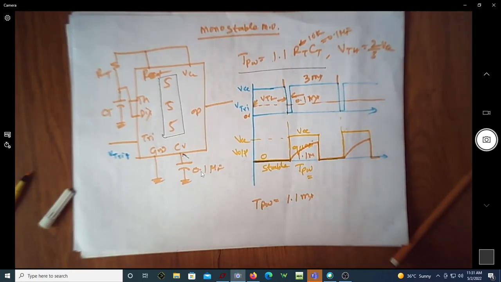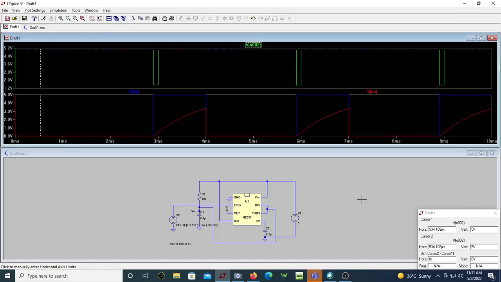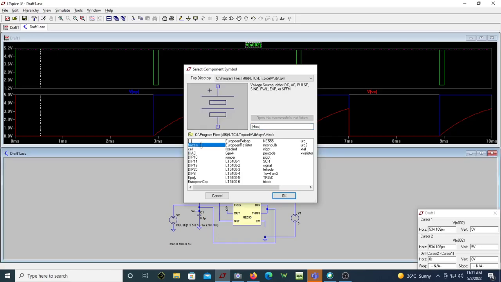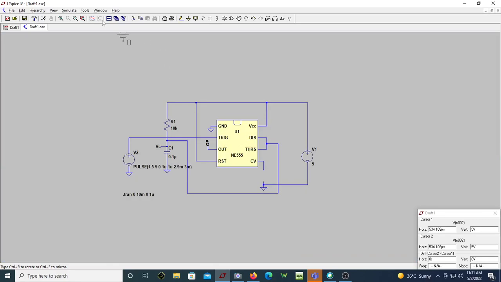Next we shall change this control voltage. Instead of having a capacitor fixed here, let me put a sine wave here, or maybe a DC voltage. If I put a DC voltage there, let us see how the pulse width changes. Let me take this out and put a battery. I'll use a battery. This is a battery. Let me use this.